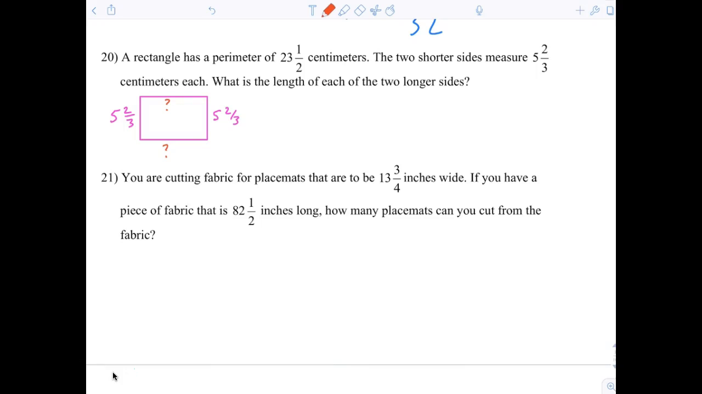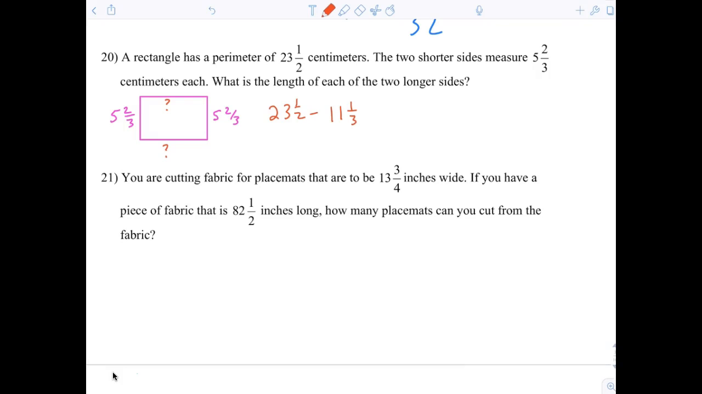So I need everybody on their calculator to do 5 2/3. Now, how many 5 2/3 are there? You could multiply 5 2/3 by 2, or you could do 5 2/3 plus 5 2/3. When you add those together, you get 11 1/3. Now, that's that total length. But the total perimeter was 23 1/2. So now you want to subtract 11 1/3 from 23 1/2.